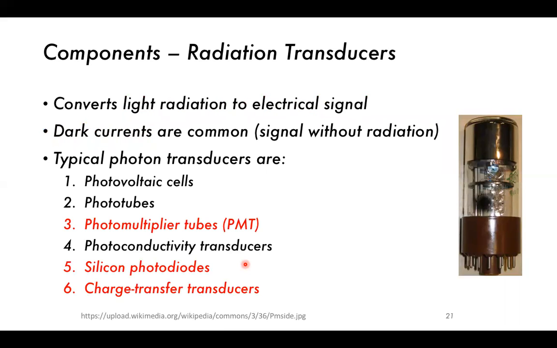So the 3 that we're going to look at are these photomultiplier tubes, these PMTs. They're basically the same as phototubes. They're just a more advanced form, which has improved the sensitivity of our measurements. Then we have silicon photodiodes. We have charge transfer transducers as well.